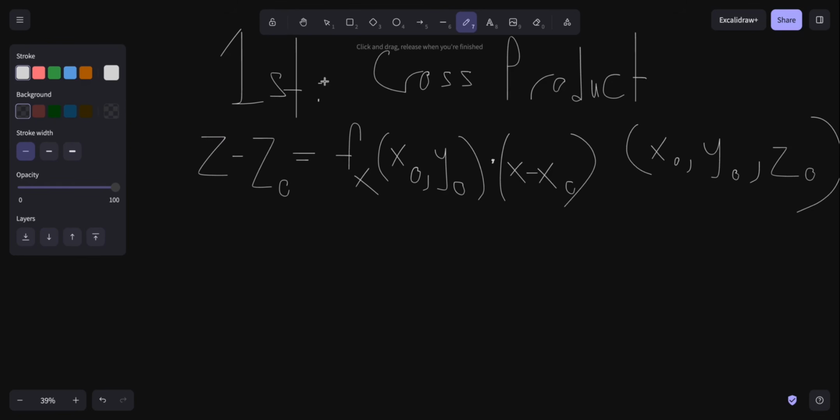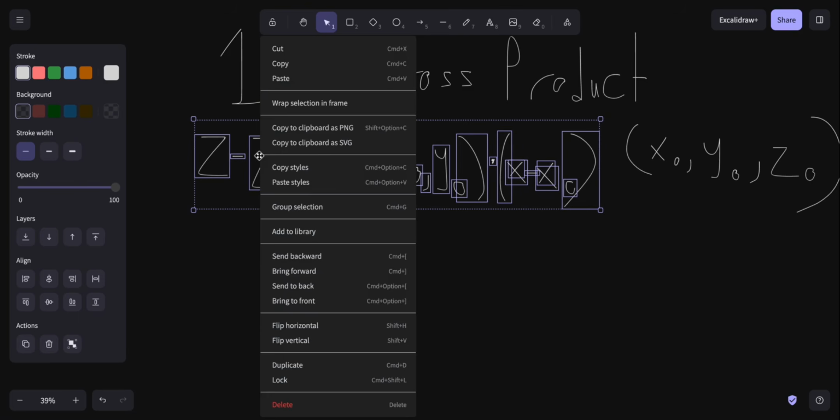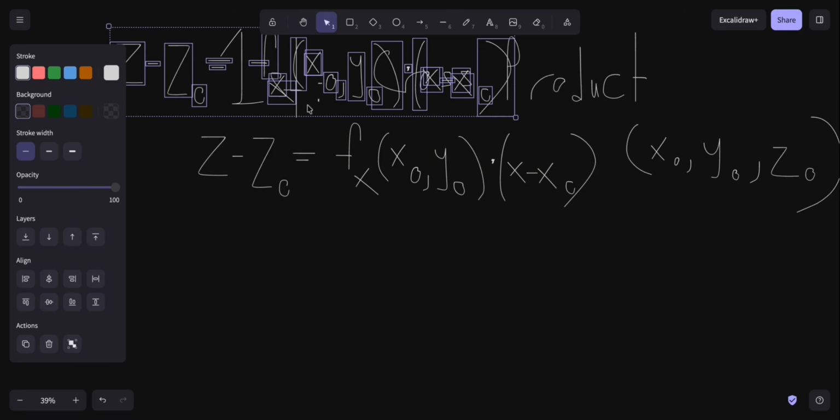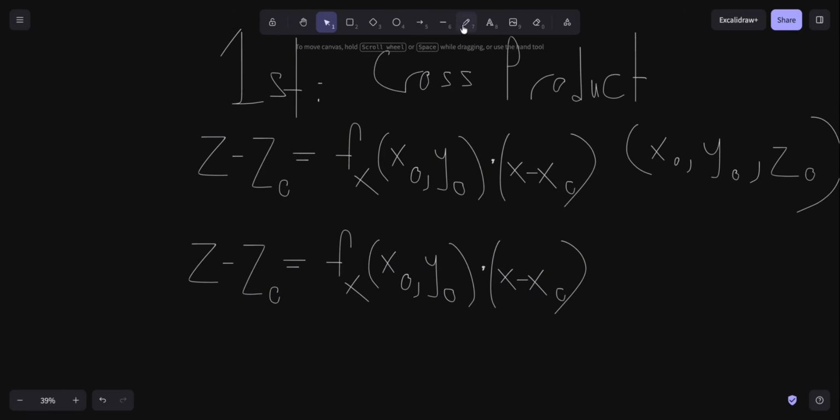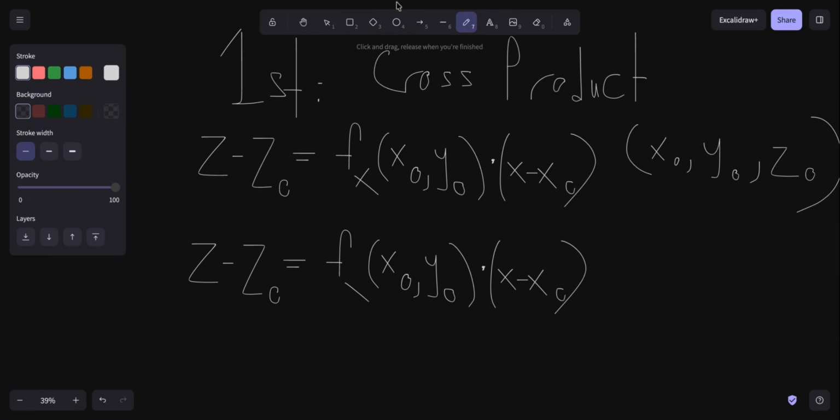And then the tangent line with respect to y is literally going to be the exact same thing, except we're looking at everything with respect to y. So this is going to be the partial derivative with respect to y, and then instead of x minus x0, this is going to be y minus y0.